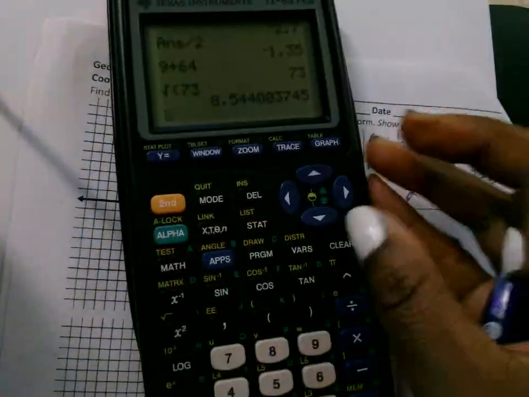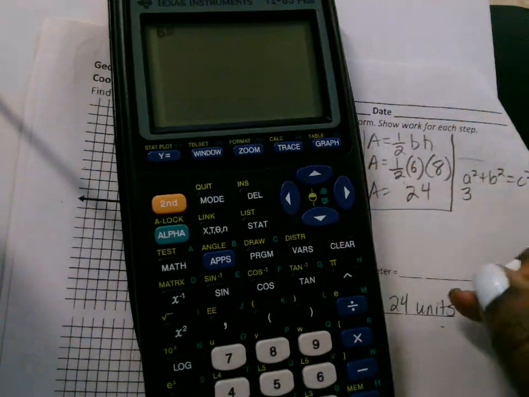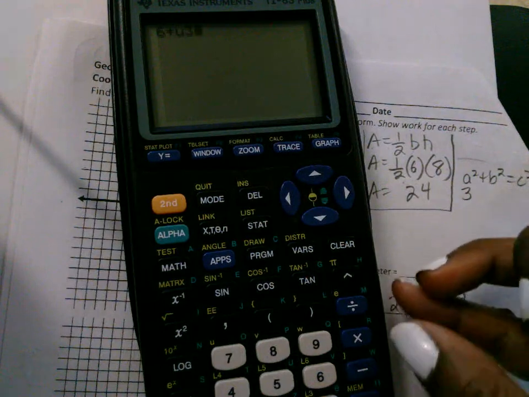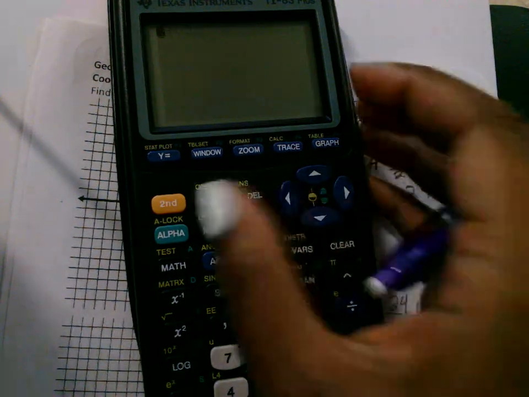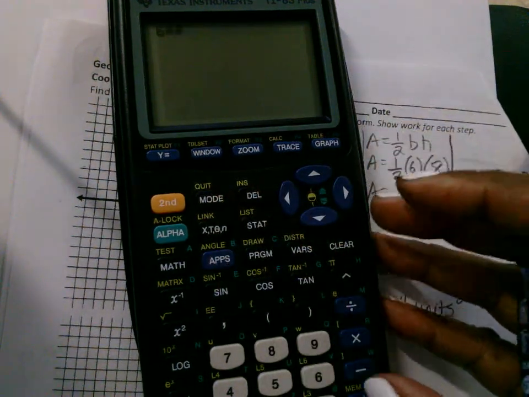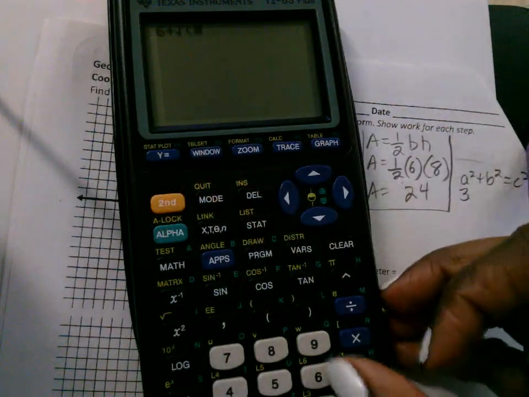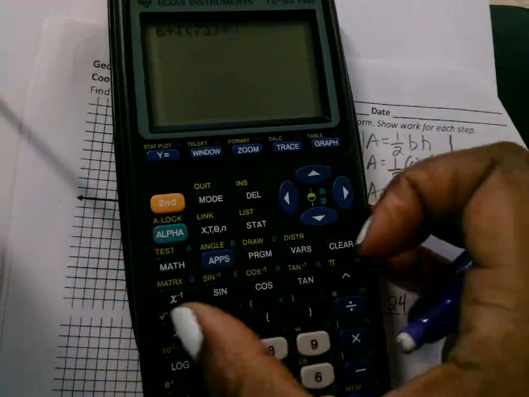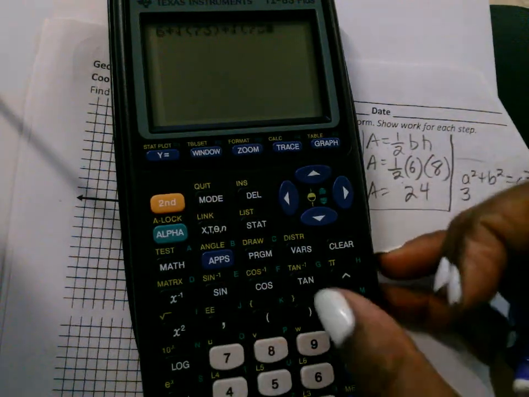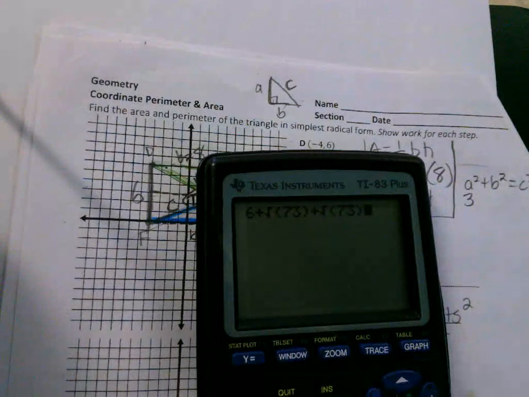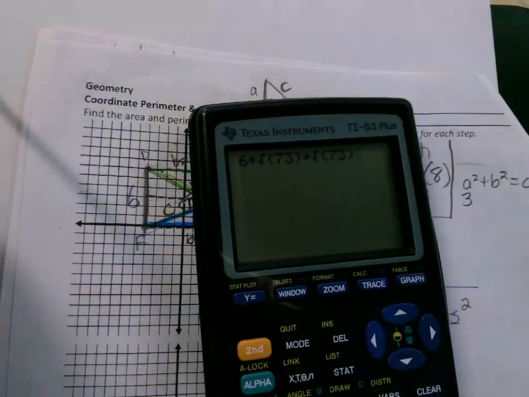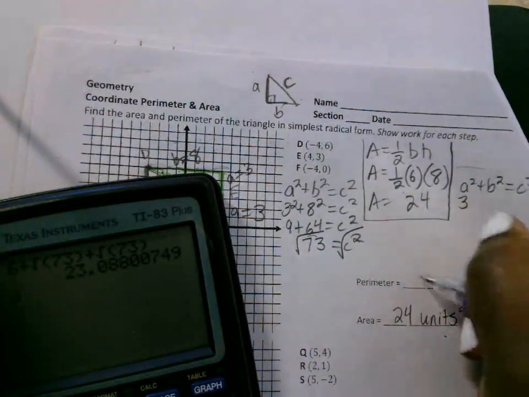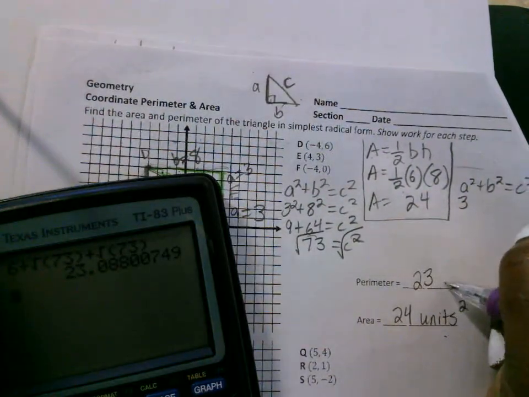Let's type it in and see what we get. Okay, you got it? And what does that give us? That gives us about 23 units.